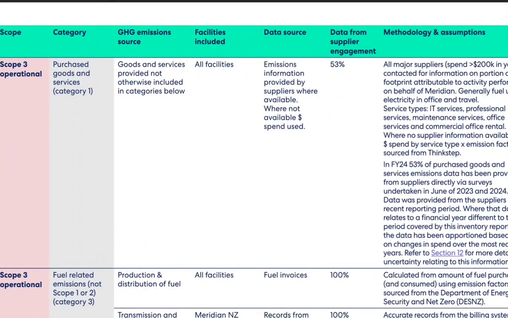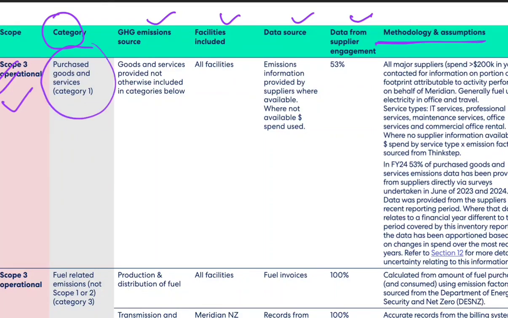Then very interesting is scope 3, where most of the people are interested to learn in detail about what the scope 3 categories selected are and how the calculation was done. So basically the category, emission source, facilities included, data source, data supplier engagement, and methodology and assumption. So we'll take one example here. Let's say purchased goods and services, category 1, goods and services provided not otherwise included in the categories below.